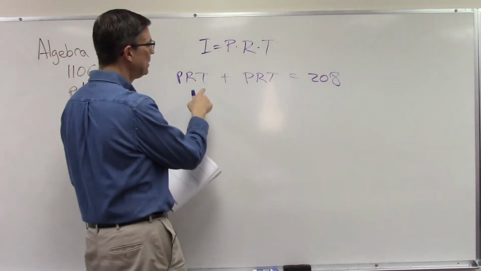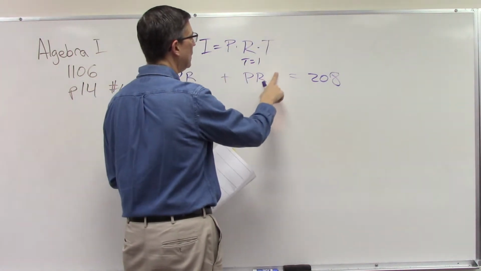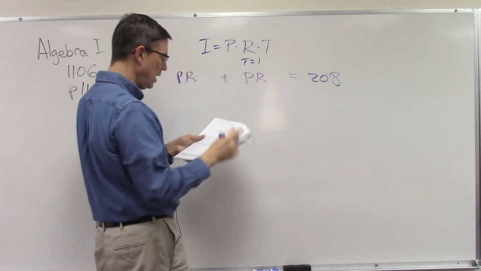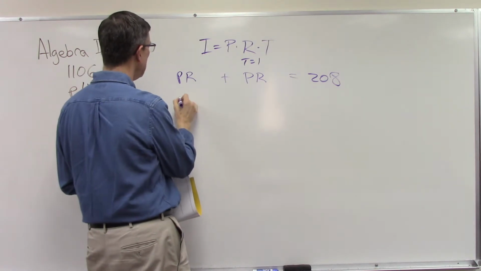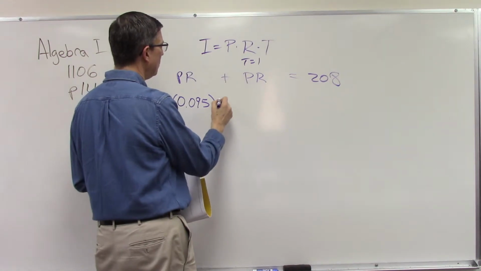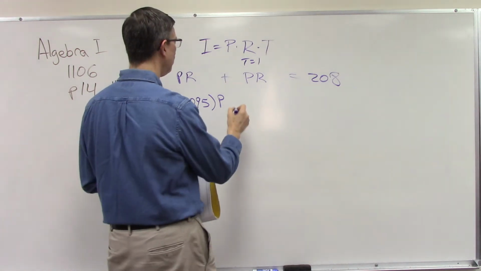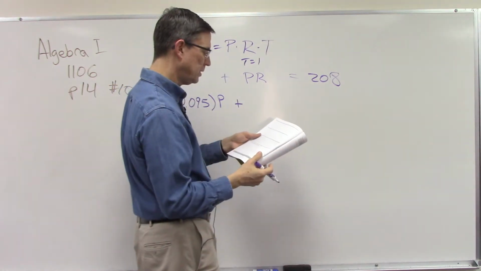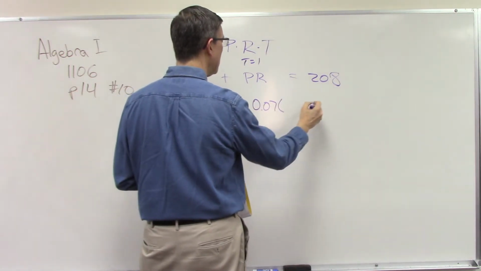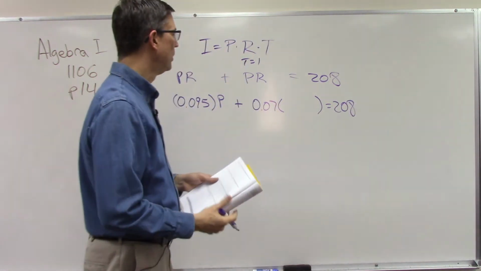So in both cases, the time is 1 year, so we can just take that out. A piece of cake. So now let's put in the first rate, and it's 9.5%, so we can write that as 0.095, and we'll multiply that times P for principal 1, all right? Plus the second interest rate is 7%, so we want to do 0.07 times something, hang on, equals 208.